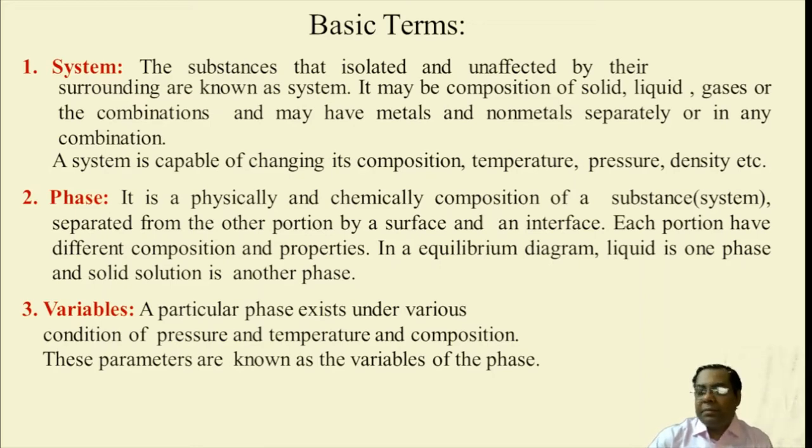So the next thing that comes to our mind is: what is a phase? It is a physically and chemically distinct portion of a substance or system, separated from the other portions by a surface or interface. Each portion has a different composition and properties. In an equilibrium diagram, liquid is one phase and solid solution is another phase. The third one is variables. A particular phase exists under various conditions of pressure, temperature and composition. These parameters are known as variables.